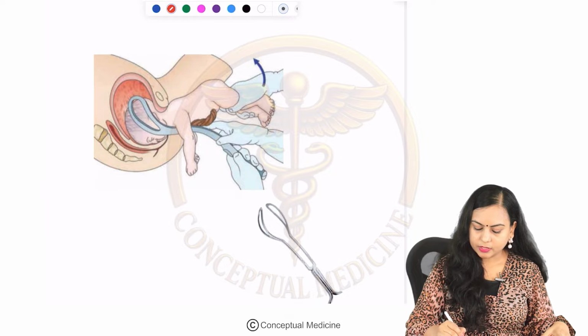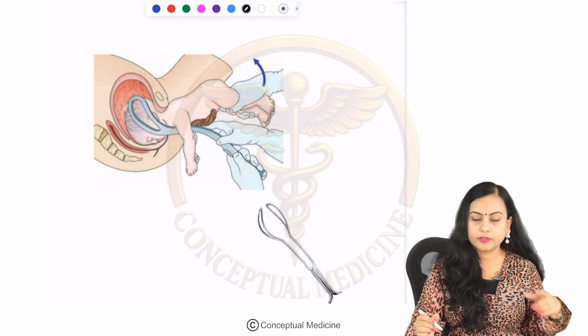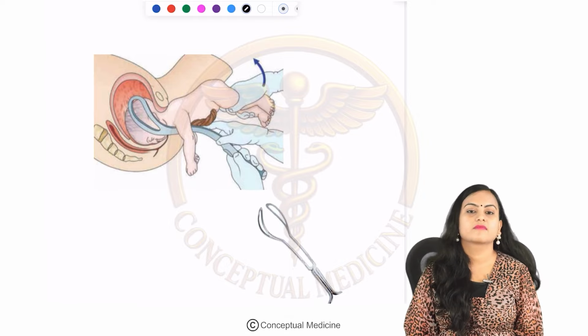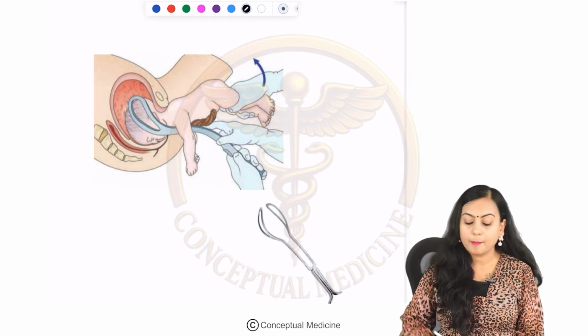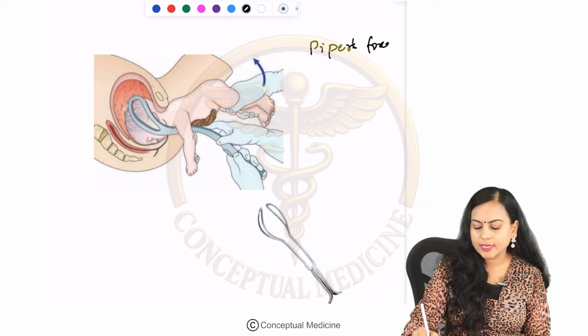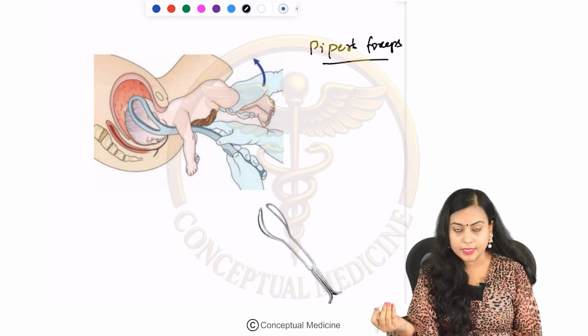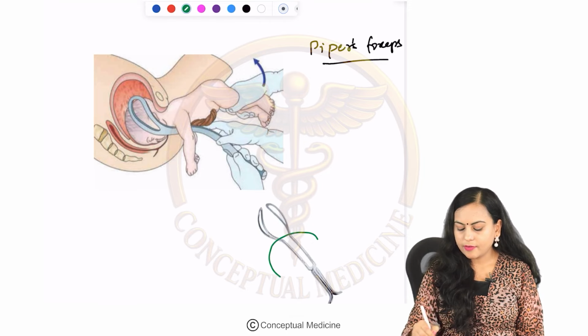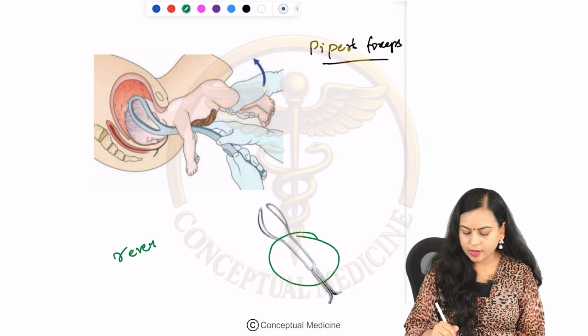Now, this is another method of delivering the after coming head, and the final method where you will be using a forceps. Okay, what is this forceps called? Yes, it is known as Piper's forceps, right? So this is a Piper's forceps, a specially designed forceps to deliver the after coming head alone. Okay. So what is the speciality in this forceps? You have a reversed pelvic curve. Okay, you have a reversed pelvic curve.